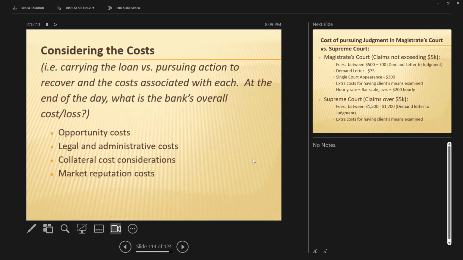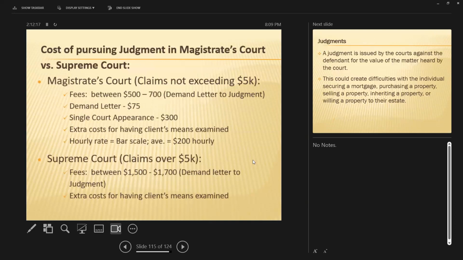So when we're considering the legal and administrative costs, here are some things to bear in mind. If you're pursuing the magistrate court, the fees are anywhere between $500 and $700. Okay, this was 2016, 2017, but it's pretty much still the same. To issue a demand letter, the lawyer will charge you $75 per letter. A single court appearance, $300 plus. Then there's extra costs for having the client's means examined.